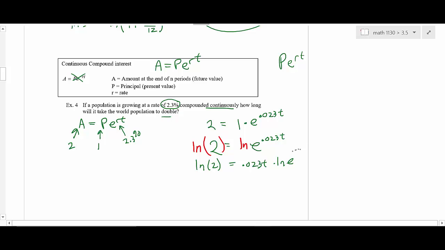1. Okay, good. That shows up all the time when you're doing this stuff, and it'll show up in higher math a lot too. So now what you do is you divide by 0.023, and then you're ready to go to your calculator. So that's how that goes.